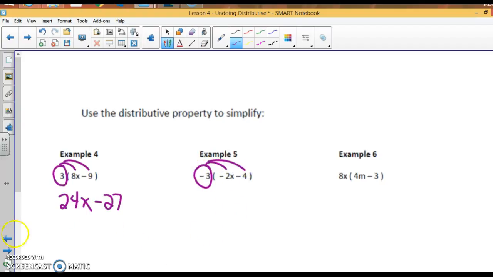Negative 3 times the quantity negative 2x minus 4. Negative 3 times negative 2x is positive 6x. Negative 3 times negative 4 is positive 12. Okay, this one's a little bit more complicated. 8x times the quantity 4m minus 3. So 8x times 4m, 8 times 4 is 32, and I'm going to have an m and an x. 8x times 4m is 32mx. 8x times negative 3 is negative 24x.